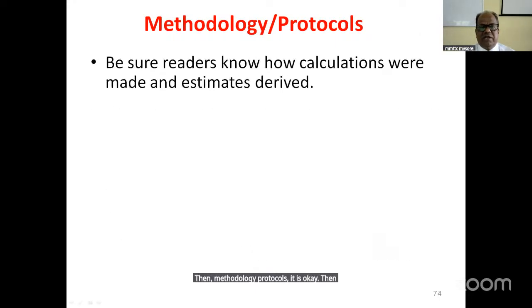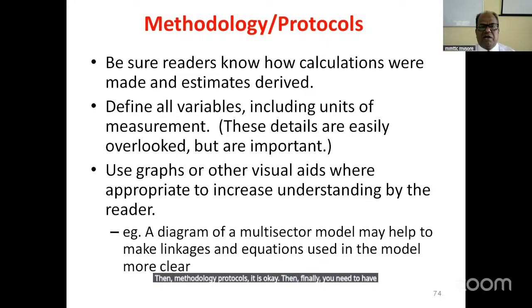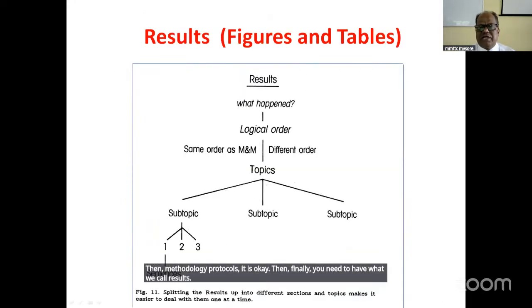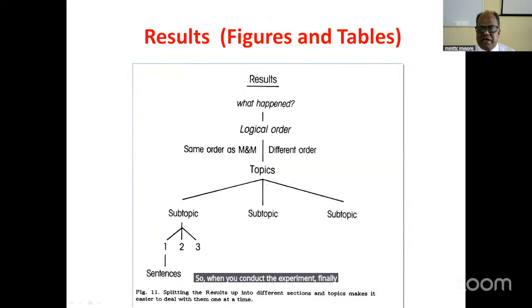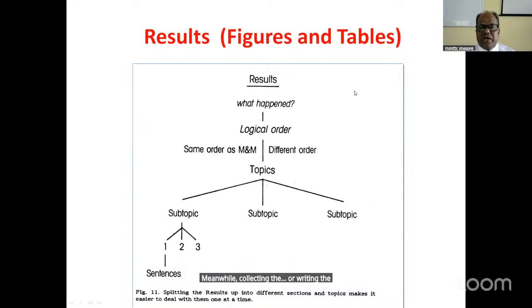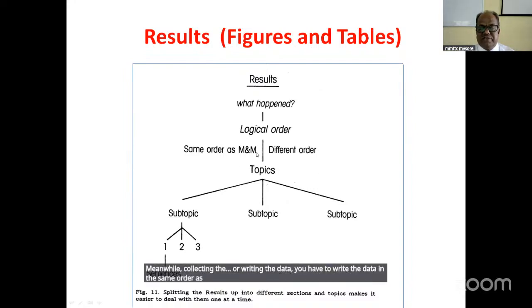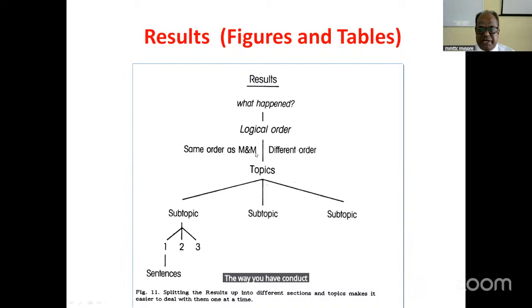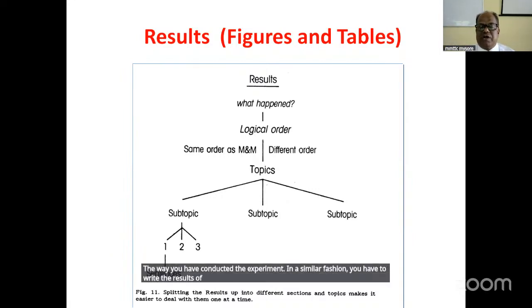Then finally, you need to have what we call results. When you conduct the experiment, finally you will get data. The crude data has to be converted into fine data, which can be used for incorporation in theses or papers. While writing the data, you have to write it in the same order as materials and methods. The way you have conducted the experiment, in a similar fashion, you have to write the results of the experiment.